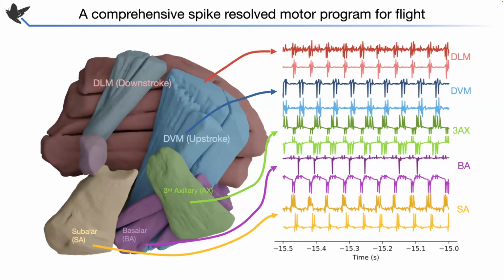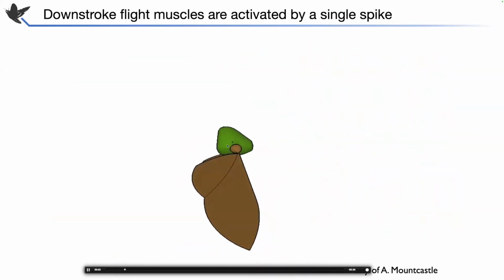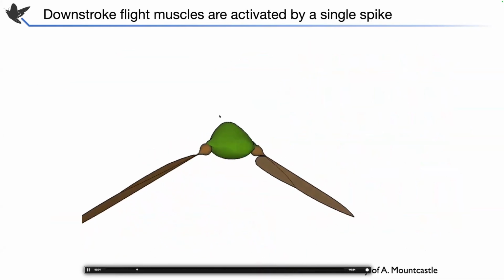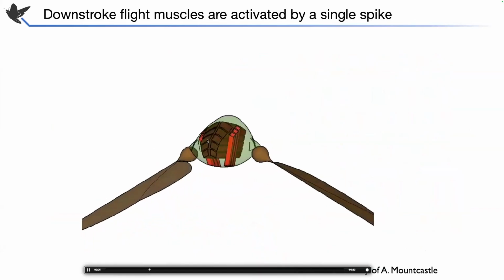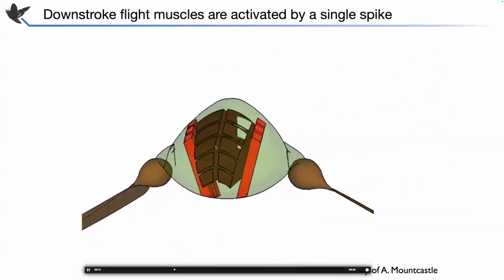Okay, so we're going to take that muscle out. We're going to change its length in the normal pattern that it would experience. And you can sort of see that here in this animation by Andrew Montcastle. If we look inside the thorax, there'll be this big dark red muscle. And as it contracts, it's going to change length.